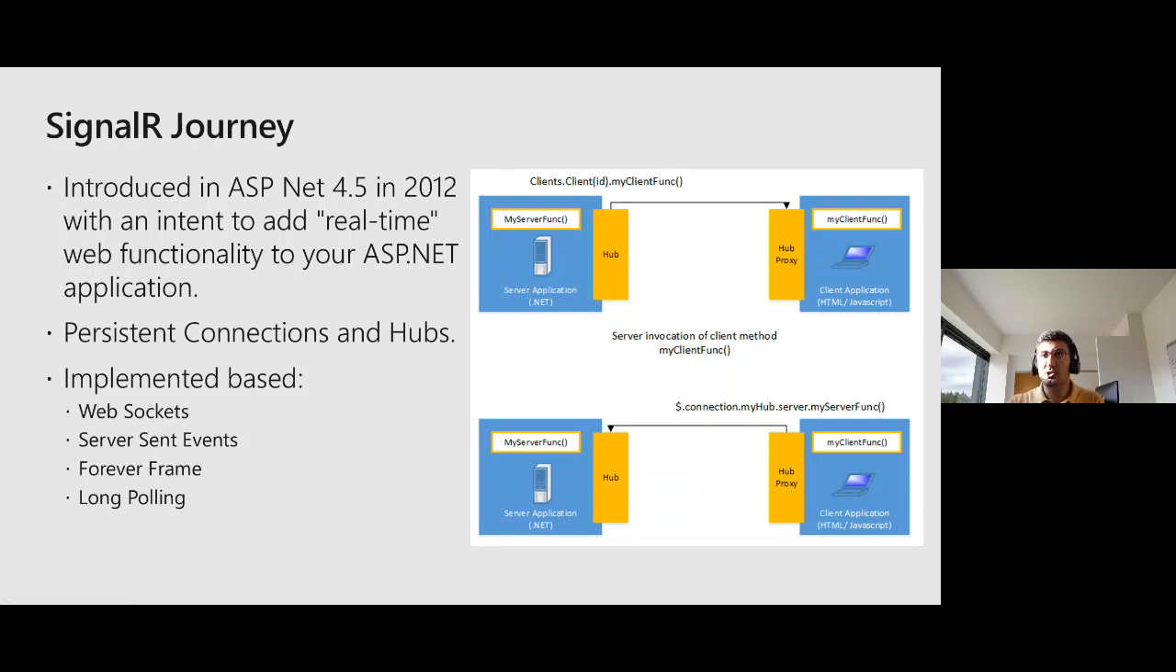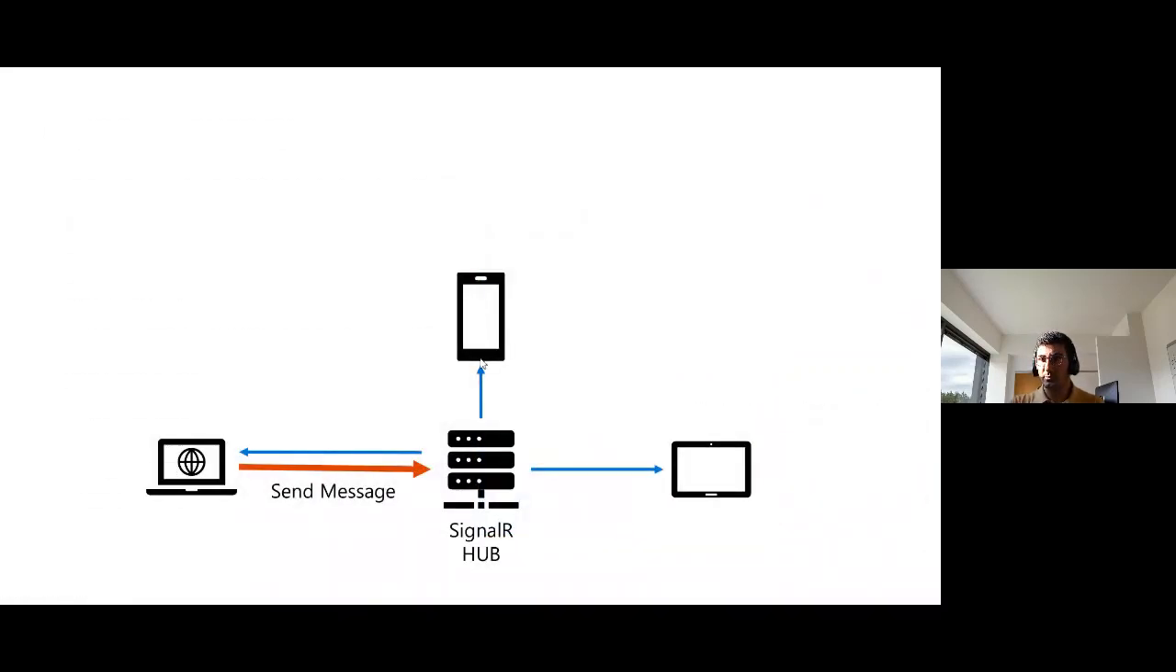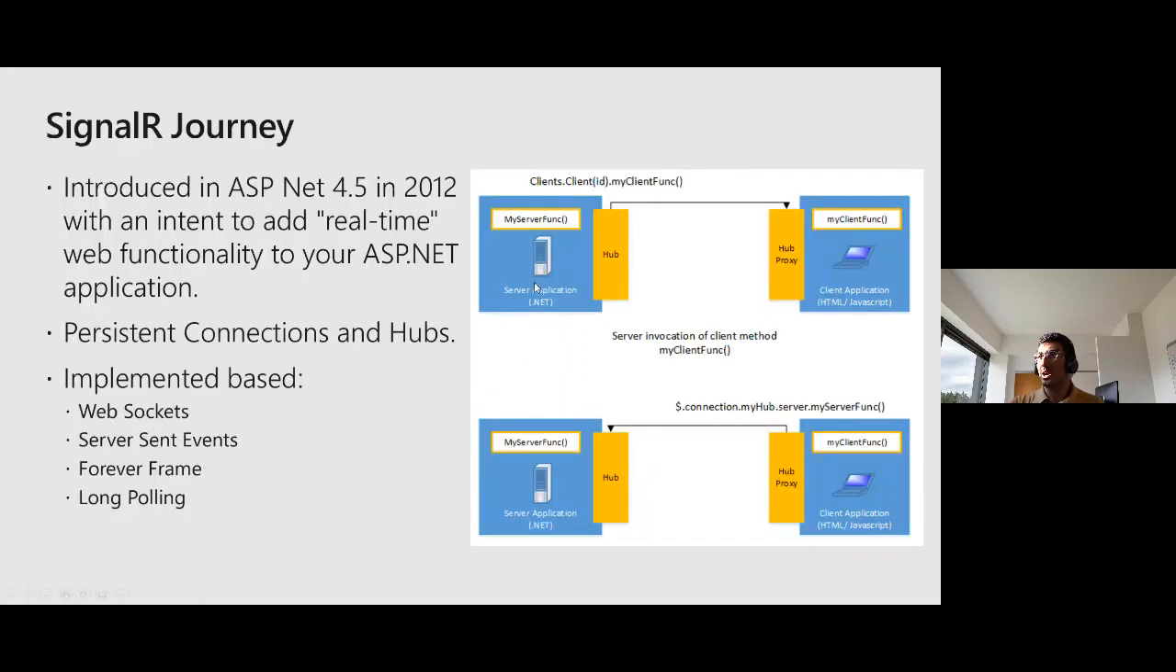If I want to walk you through the journey of SignalR, it started back in 2012 with ASP.NET 4.5. Back then, the intent was to add real-time web functionality to your ASP.NET application. Back to the slide, as you can see here, you have a server application, .NET, and then you have a client application, basically your HTML and JavaScript being served to the user. The idea was that you invoke the server with a client method, and then you have a connection. That's what the SignalR hub does.